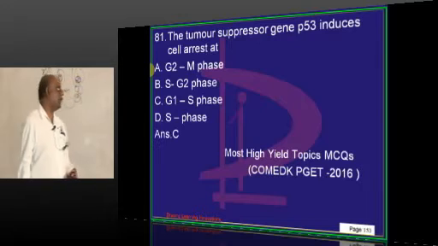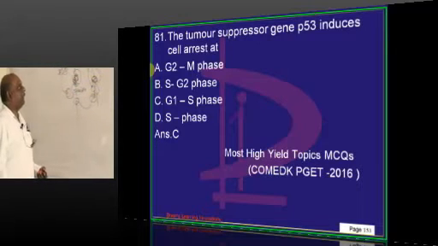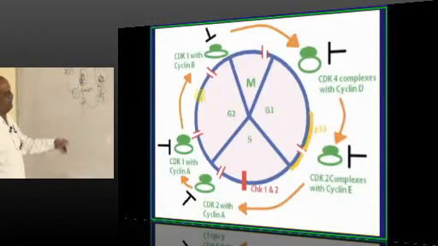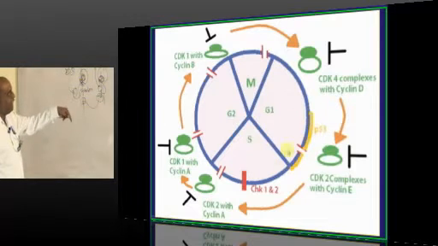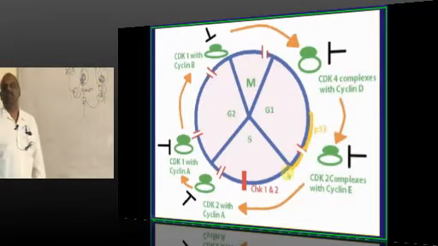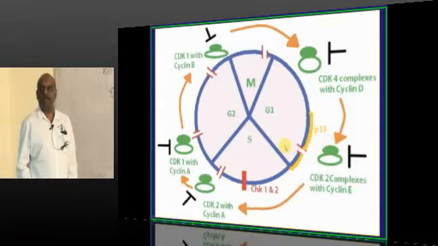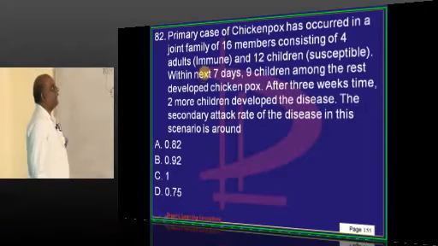P53, where does it go and affect? It will typically go and affect the G1 S phase. From the G1 to S, wherever it is going, P53 is the main regulator. If it is abnormal, it leads to Li-Fraumeni syndrome with multiple malignancies happening is what need to be remembered.